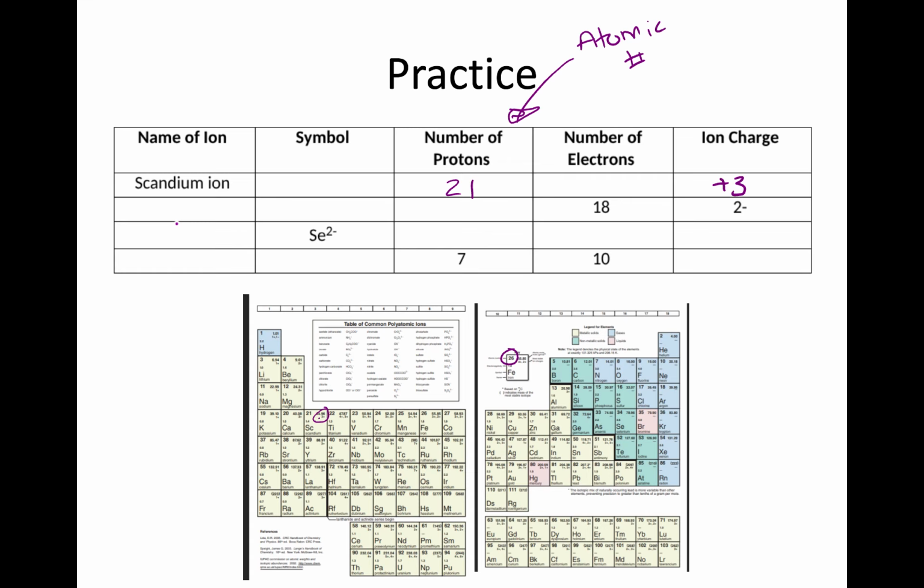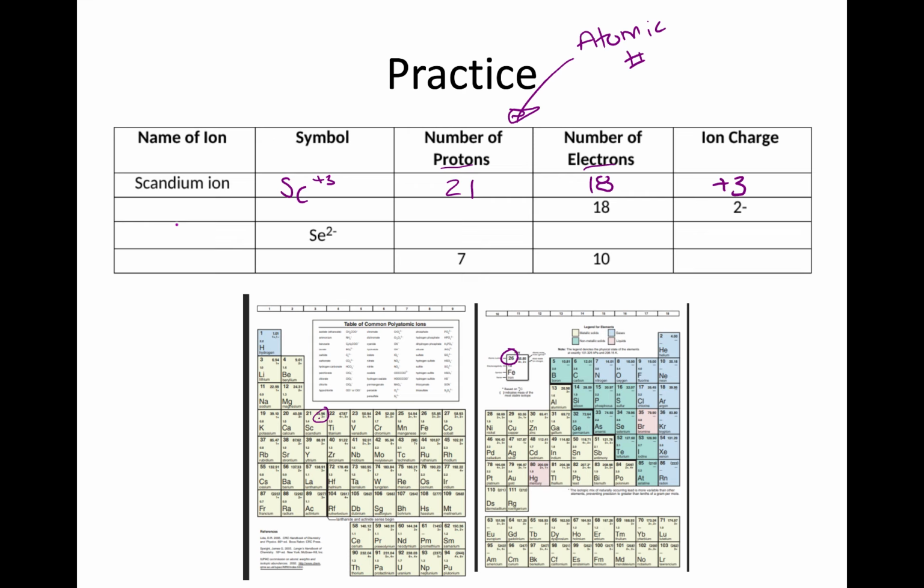And now we can never change protons. So once you have your atomic number and your protons, keep that the same, but we can change electrons. To have a positive charge, you need to have more protons than you do electrons. So we'd have 18 electrons here, right? That would mean you have 3 fewer electrons, making you more positive with that +3 charge. So in terms of the symbol, you would get that capital S, lowercase c, and you want to put a +3 because it comes with a charge if it's an ion.